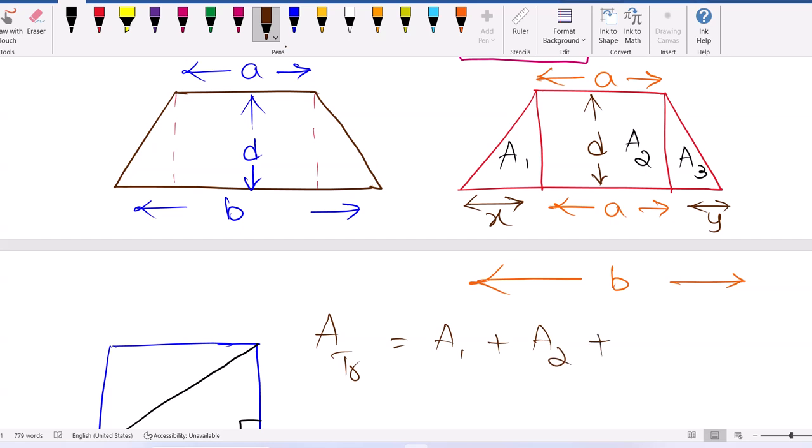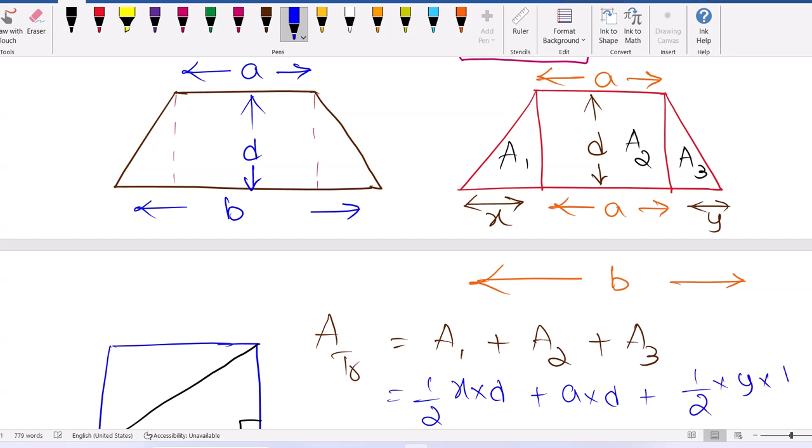What is A1 now? A1 is a right angle triangle, right? What is the A1 area? Half into X into the height, which is D. Okay. What is the A2 area? A into D. Superb. What is the A3 area? Half into Y into D. Is D common everywhere? Okay.